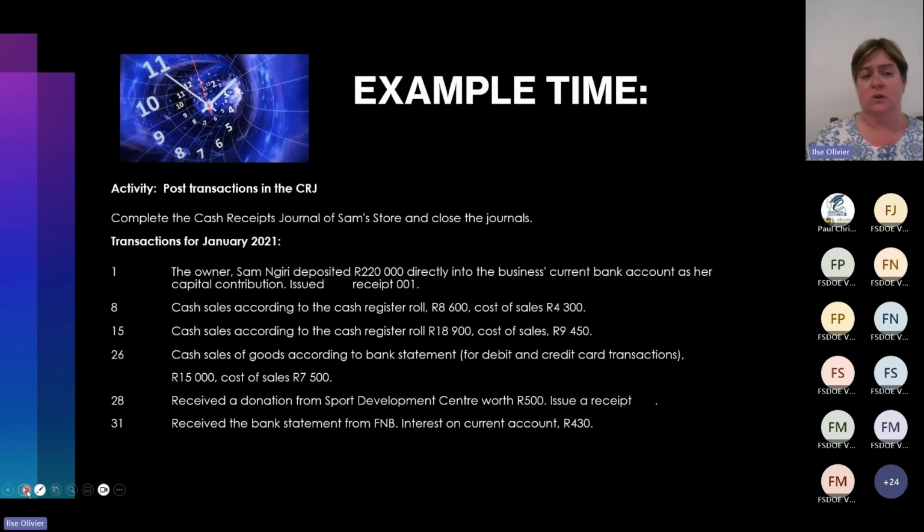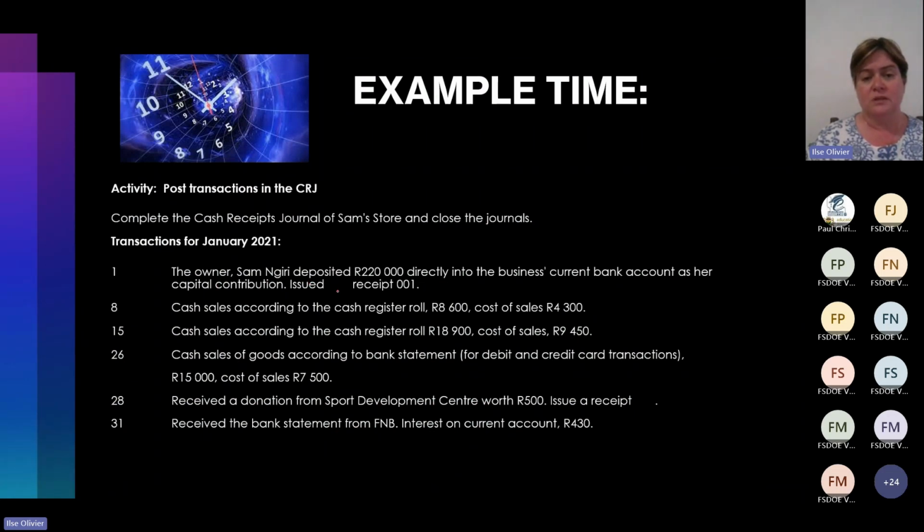So if we look at an example, this is an example of what it can be. We can say complete the cash transactions in the journals of Sam Stores and close the journals. And in this case, all the transactions will be CRJ transactions. Now let's just quickly go through them and let me show you.